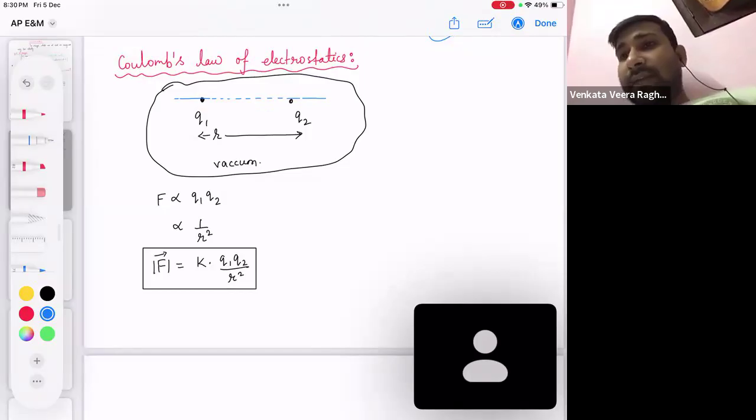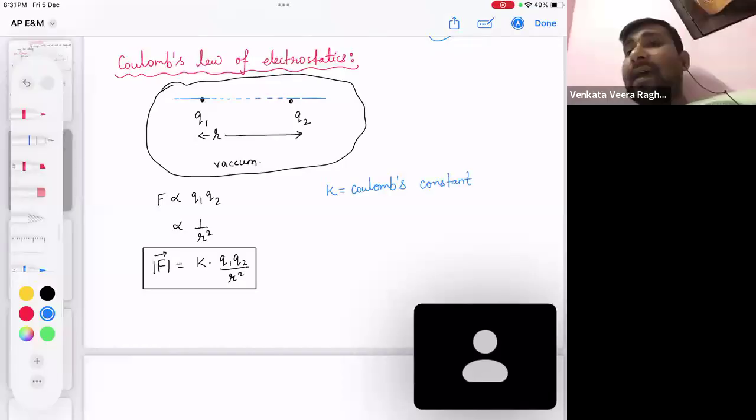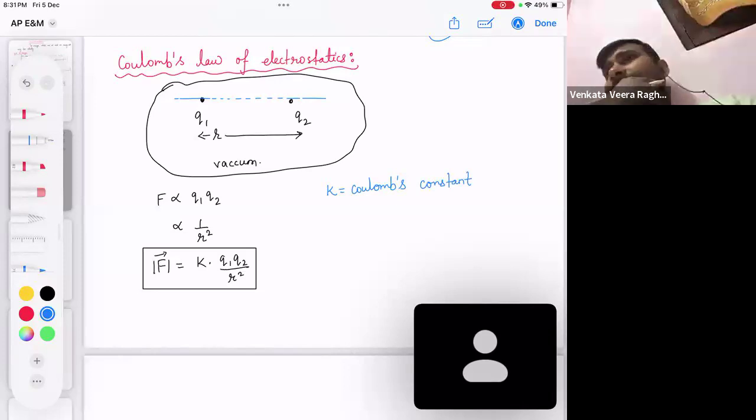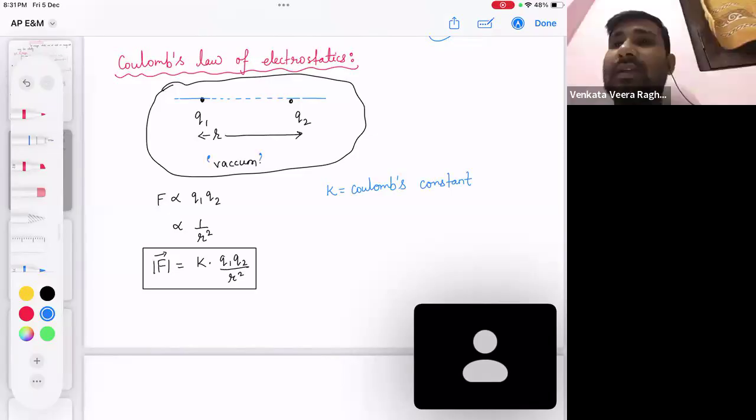Now, what is this K called? Can you tell me? This constant K is called Coulomb's constant. And what is the value of K? Also, tell me one thing here: is Coulomb's constant K a universal constant, or is it a medium dependent constant? Medium dependent constant. Please tell me, every one of you. Please interact, all of you, okay?